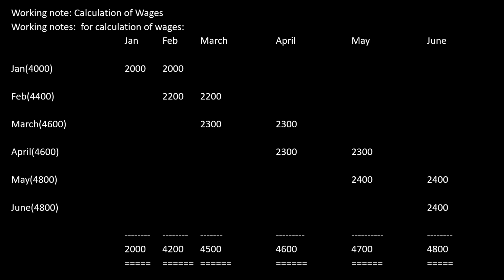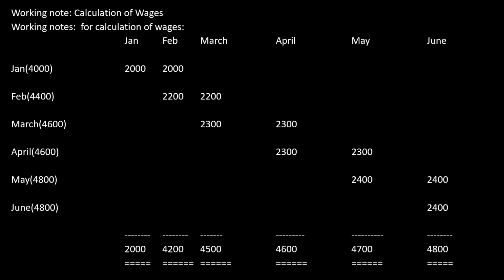Then March 4,600, 50% is 2,300. Remaining 2,300 next month. Then again 4,600, 2,300 and 2,300. Then 4,800 is 2,400 and again 2,400. Then 4,800, then 2,400 again. Then remaining will go to July, so you don't need to worry about July.